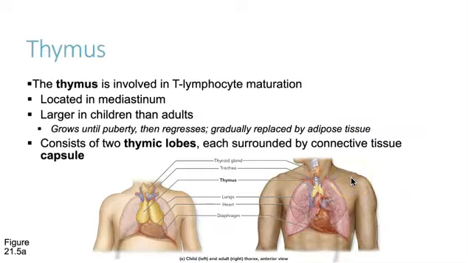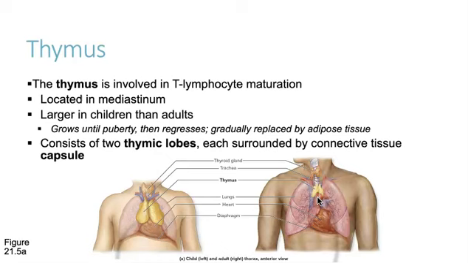And when we look at the thymus, we know that it is going to involve T lymphocyte maturation. We find this in the area of the mediastinum, like we said, kind of sitting on top of the heart, and we see that it is larger in children than it is in adults. It starts to atrophy because we really don't need to mature our T cells anymore. We've already gone through that process. So it gradually becomes replaced by adipose tissue.